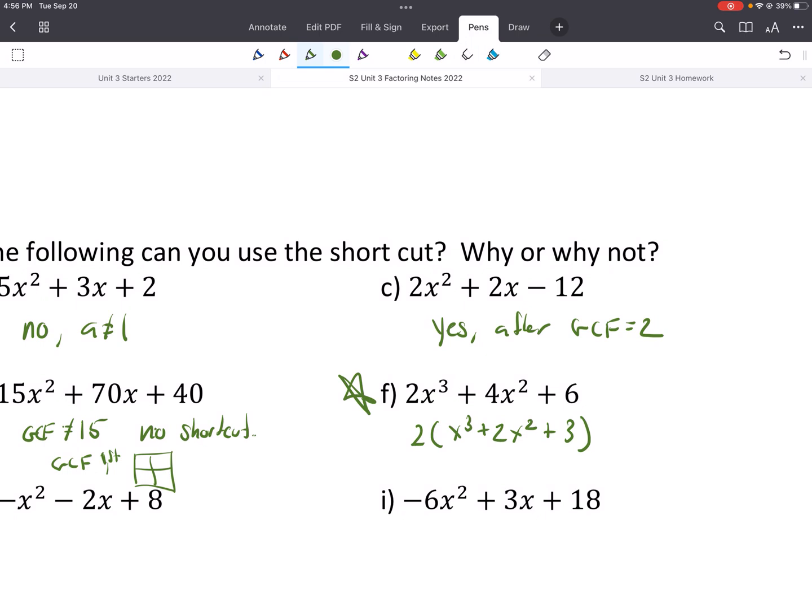this is not a quadratic. We can only do glasses, factoring out by using grouping, if it is a quadratic. Okay, so here we can say no. No, because we have an x to the third. Okay, please get that. Do not try and spend time trying to get this to work. It's not a quadratic, it's a cubic.